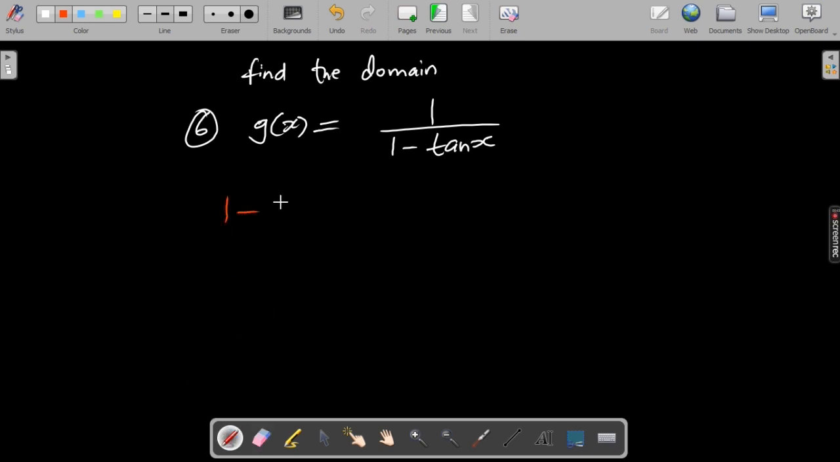So first of all, 1 minus tan x should not equal 0. That's the first restriction that we're going to impose. And tan x should not be undefined. If tan x is undefined, then the whole thing will be undefined. So let's ensure that we have those. Firstly, this would look like this: tan x would not be equal to 1.